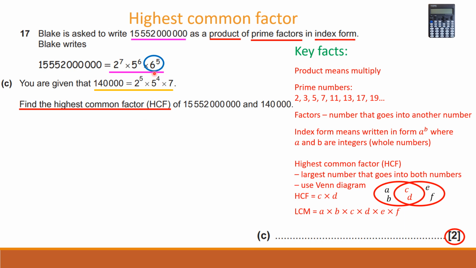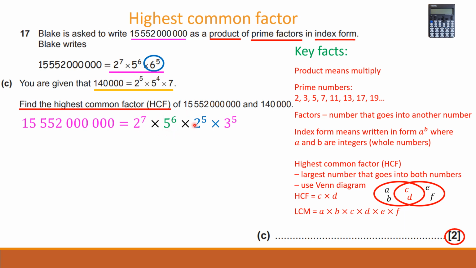Now we know 6 is the same as 2 times 3, and we can put that in brackets, and both of those numbers need to go to the power of 5. So we can see that 15,552 million is the same as 2 to the power of 7 times 5 to the power of 6, which was given to start with.